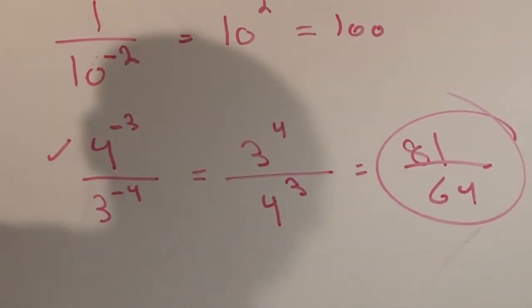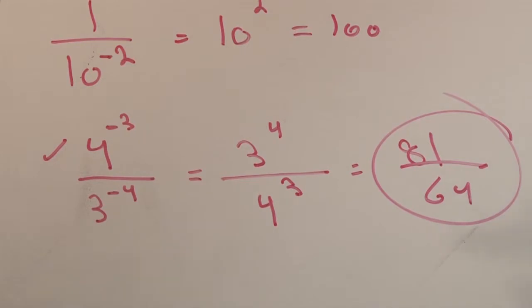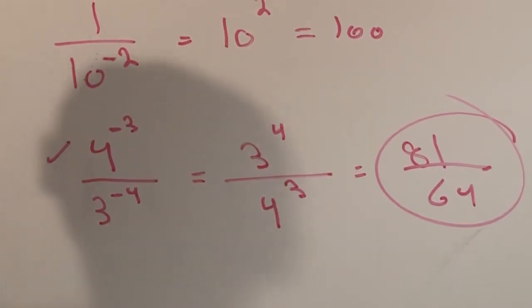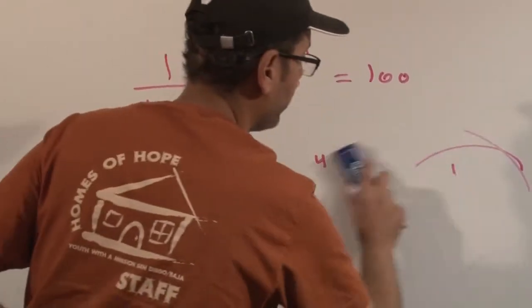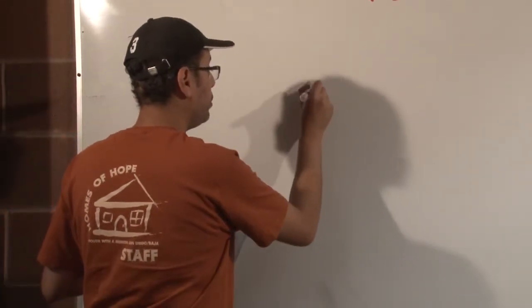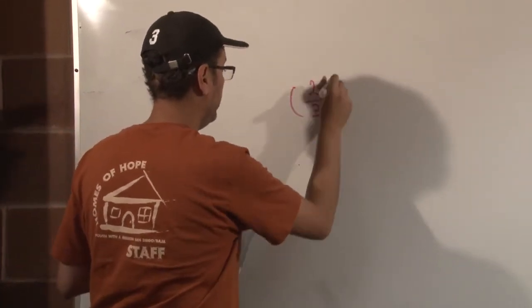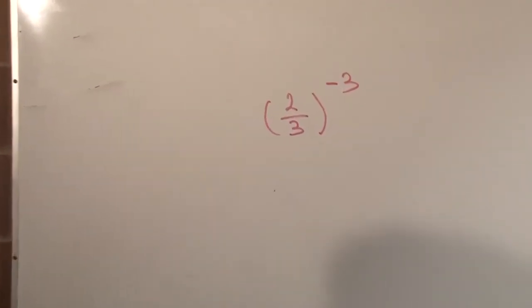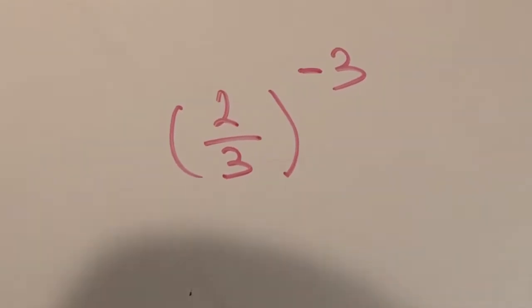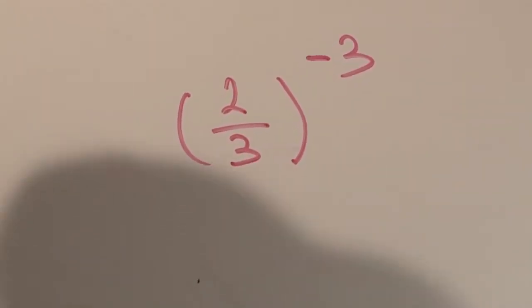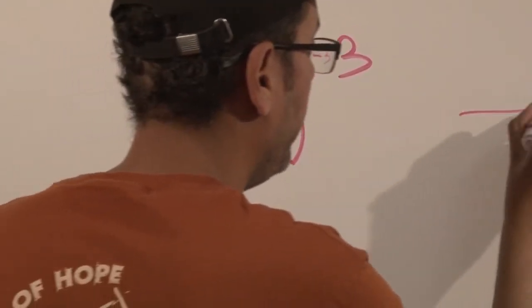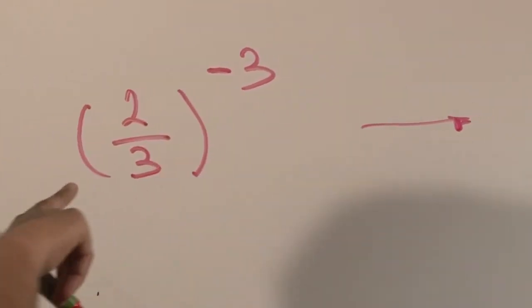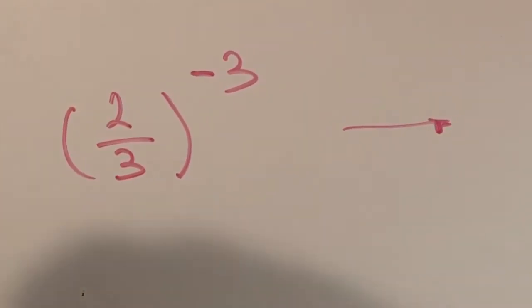And that's another example. So let's take a different kind of example. How about this? 2 divided by 3 power of negative 3. I would love to solve this in 2 different ways. The first way is to distribute the exponent. The second way is to flip it over.